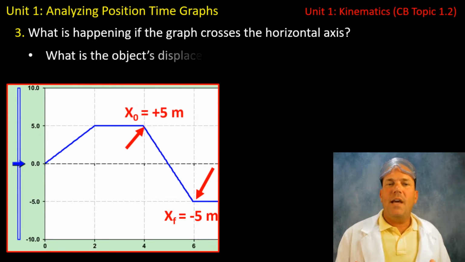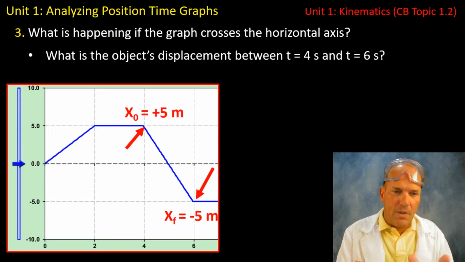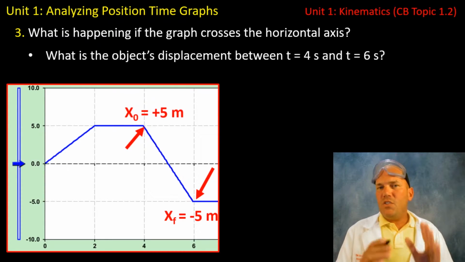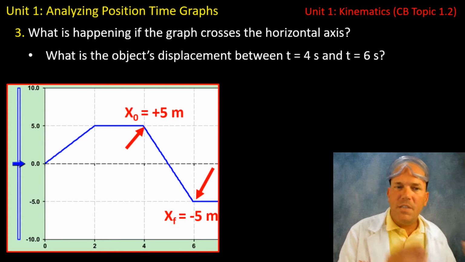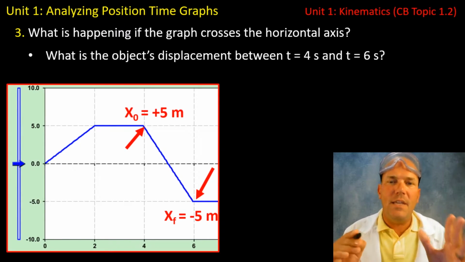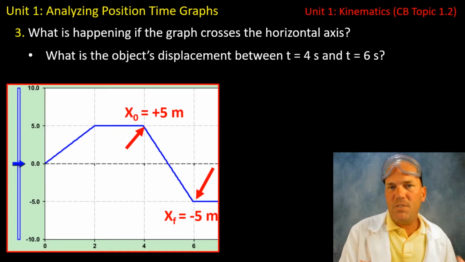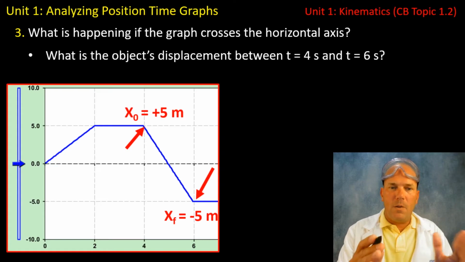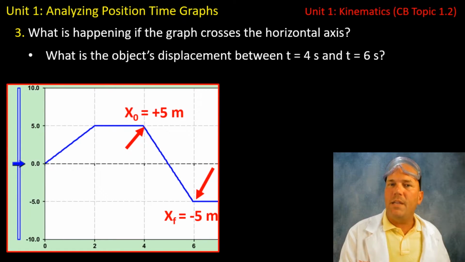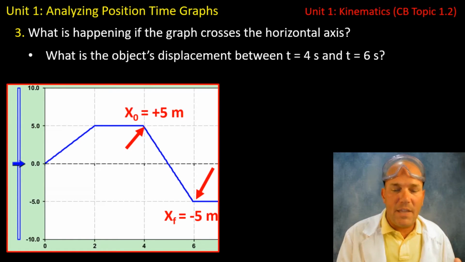Next, let's analyze this scenario where we're defining the starting position at positive 5 meters. So we're essentially going to calculate the displacement or change in position for the moving man for segment 3 of our position time graph between 4 and 6 seconds.